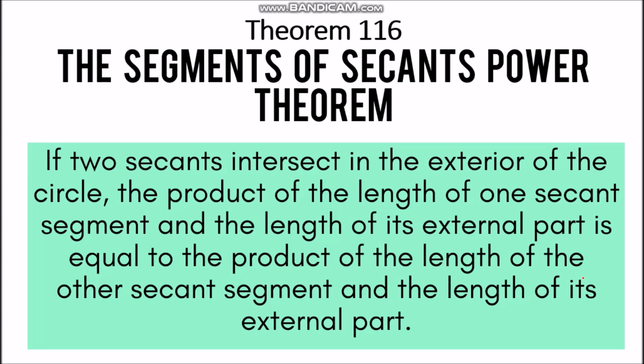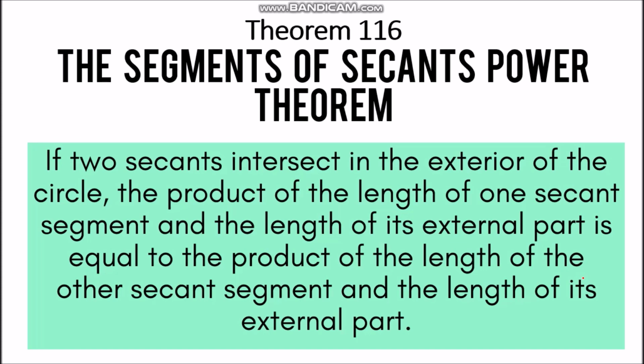It states that if two secants intersect in the exterior of the circle, the product of the length of one secant segment and the length of its external part is equal to the product of the length of the other secant segment and the length of its external part.